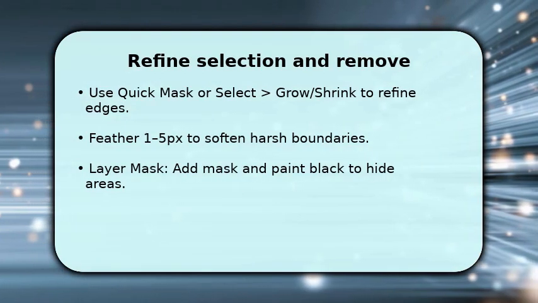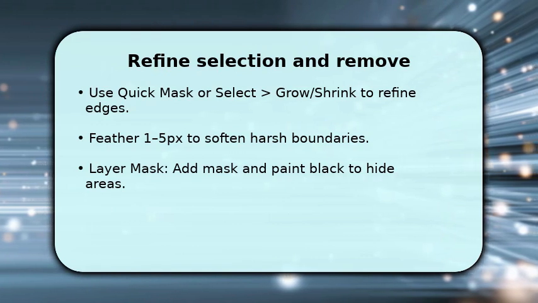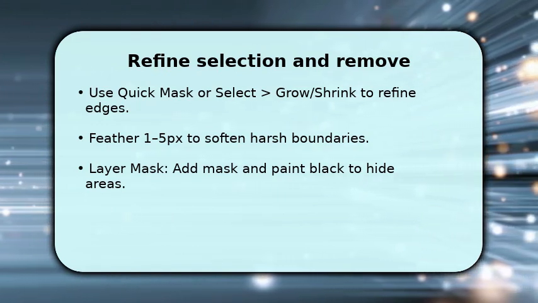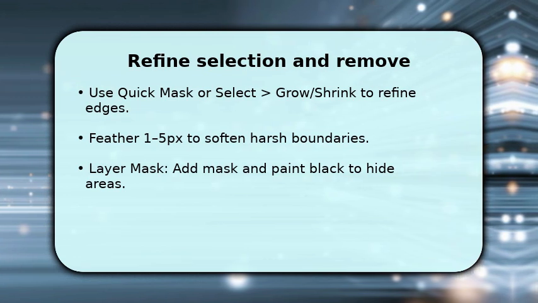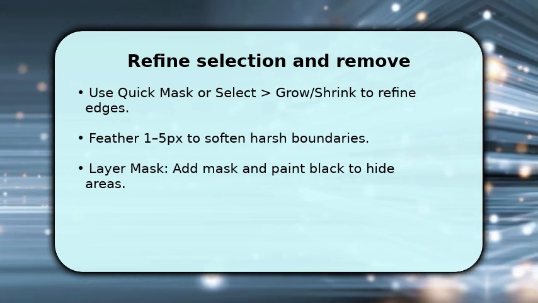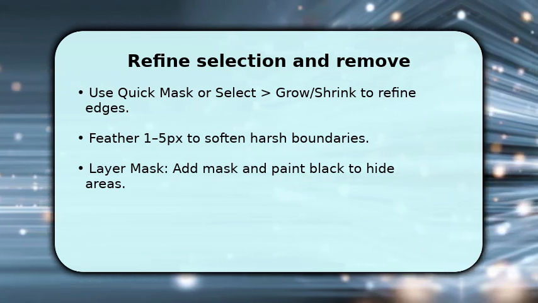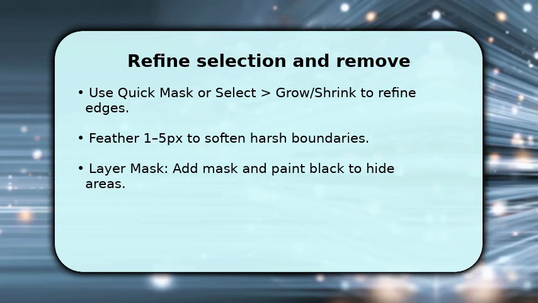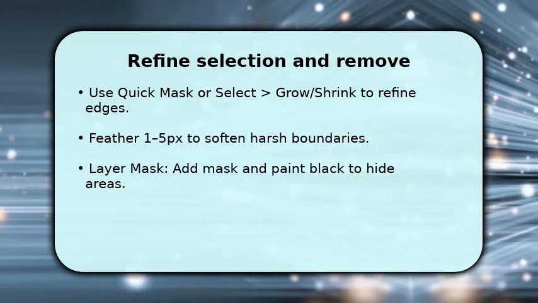After your initial selection, switch to Quick Mask to paint precise areas with a brush. This helps when edges are complex. Once done, exit Quick Mask and refine via Select Grow or Shrink by a few pixels to correct edge bleed, then apply Select Feather 1 to 5 px to smooth the transition.